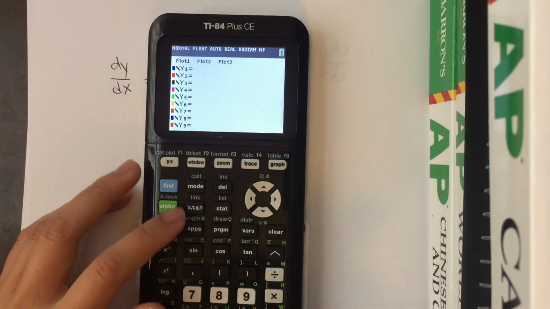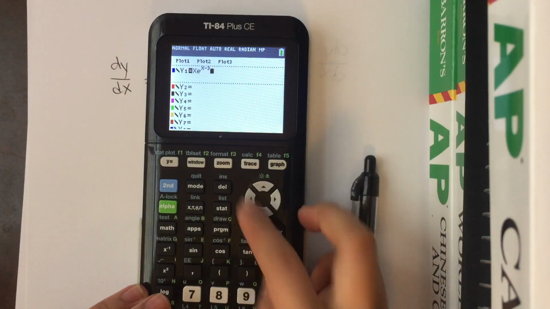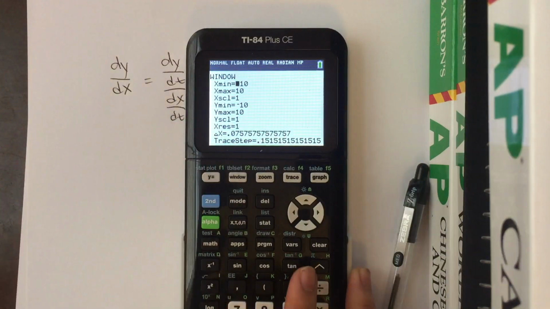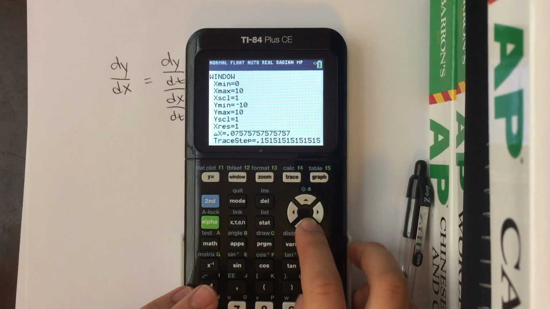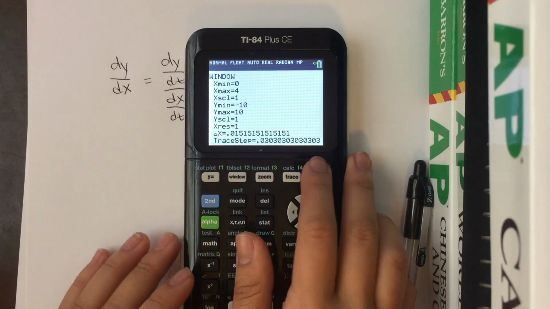So we have y equals, I'm going to use x times e to the power of x minus 3, minus 1. And the window is from 0 to 4, and we have to pass through 0. Negative 10 to 10 works. We graph this.